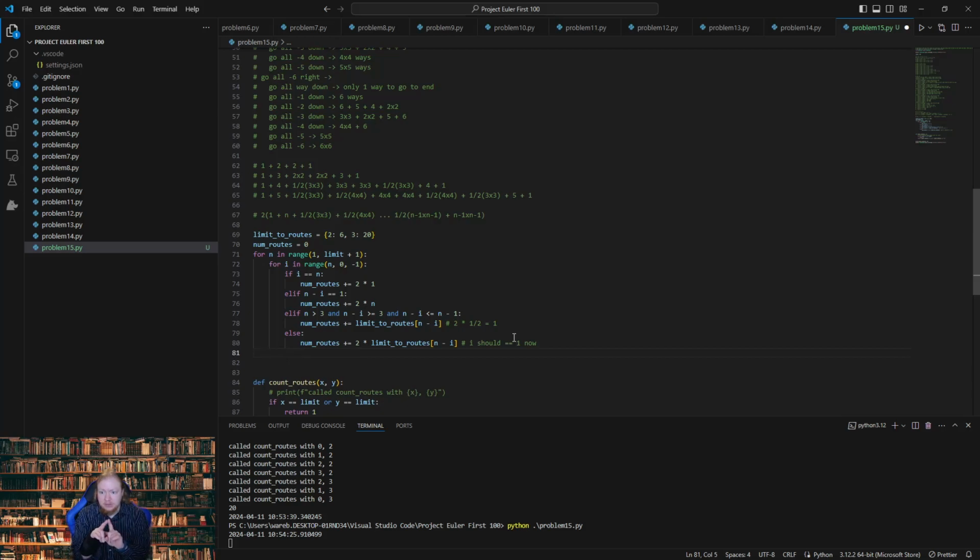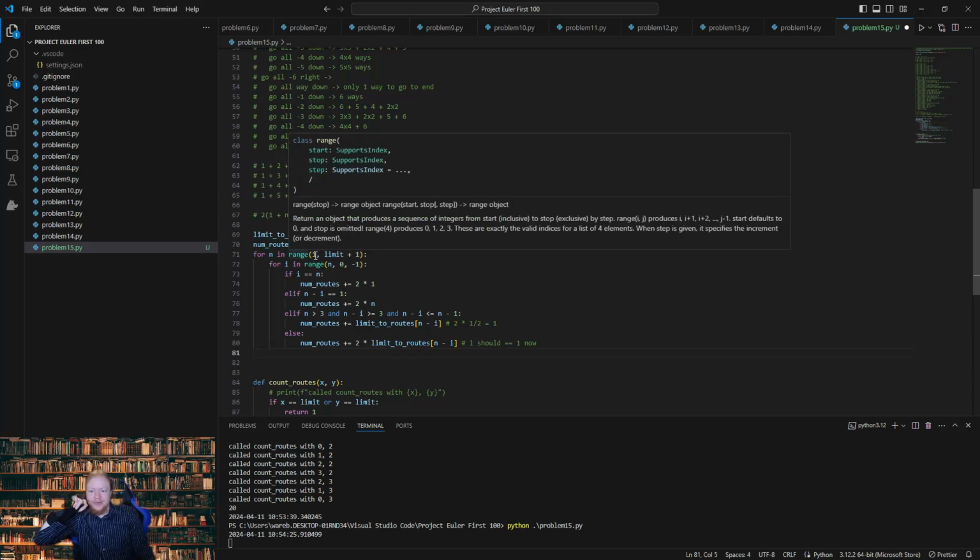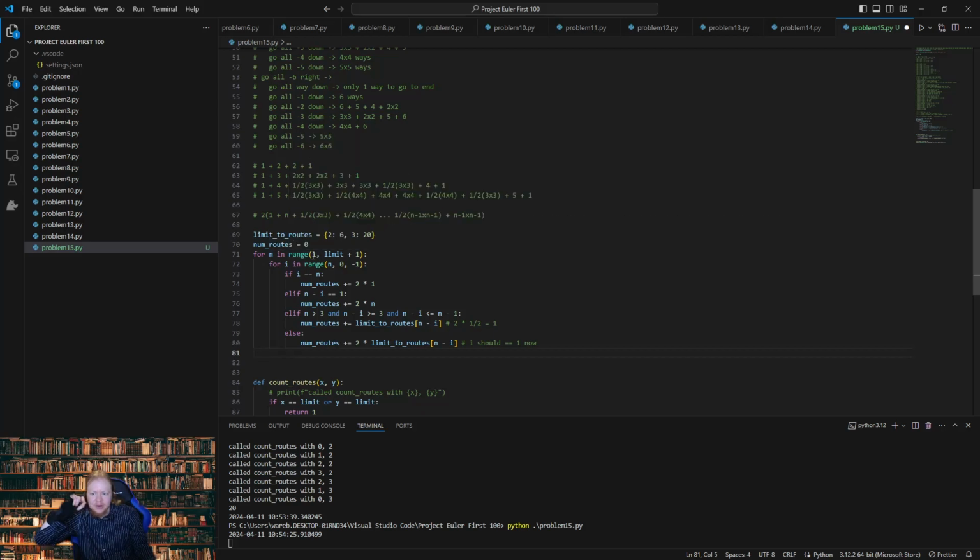Okay, so we've gone through this for loop. Let's think about this for just a limit of 2. So n equals 1 for starting. So for i in range(1, 0), this i will only execute once. n minus i is 1, so we'll be doing 2 times n, where n is 1, that's 2.